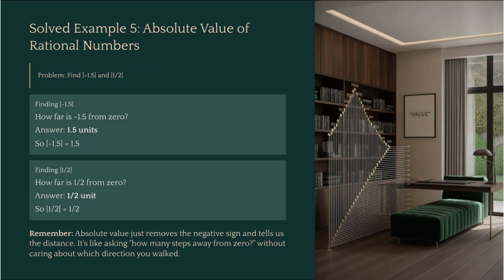The absolute value rule works for all rational numbers. In example 5, the absolute value of -1.5 is 1.5. The absolute value of a half is a half. The sign doesn't matter, only the distance matters.